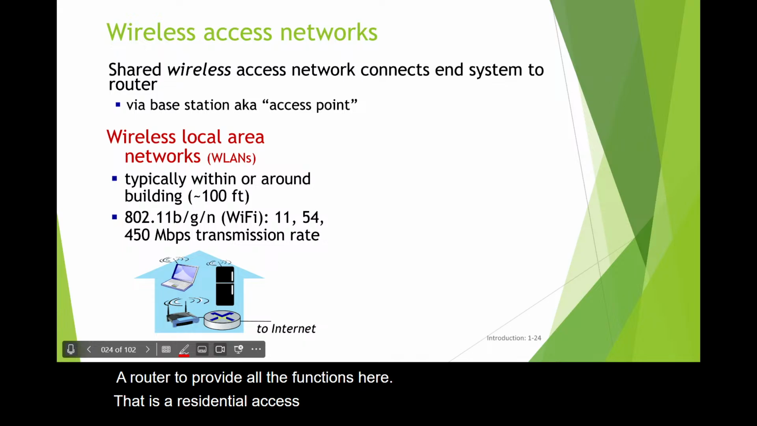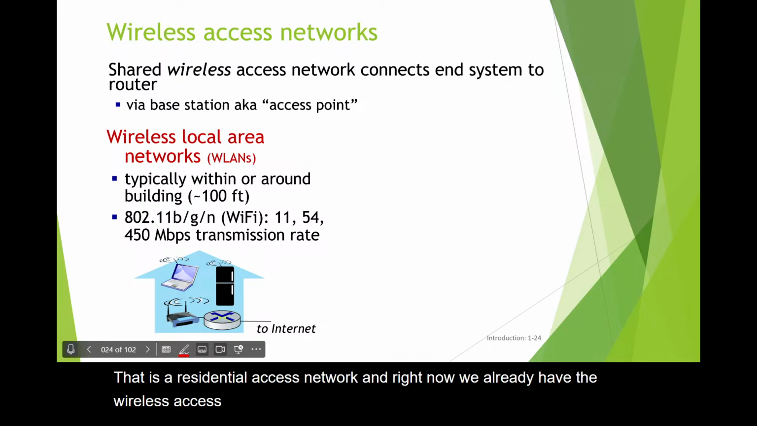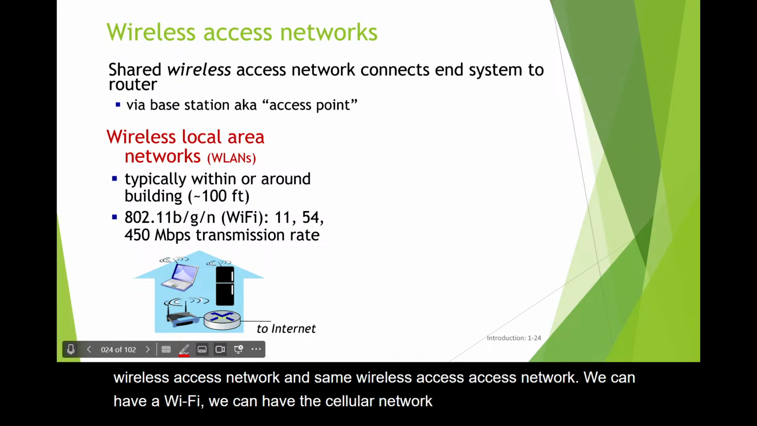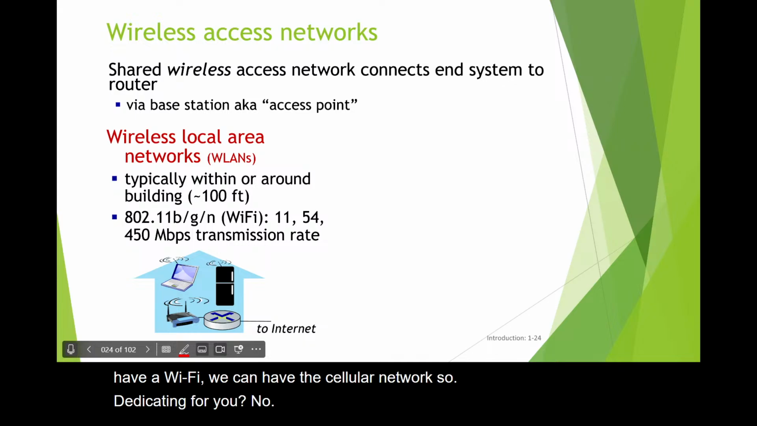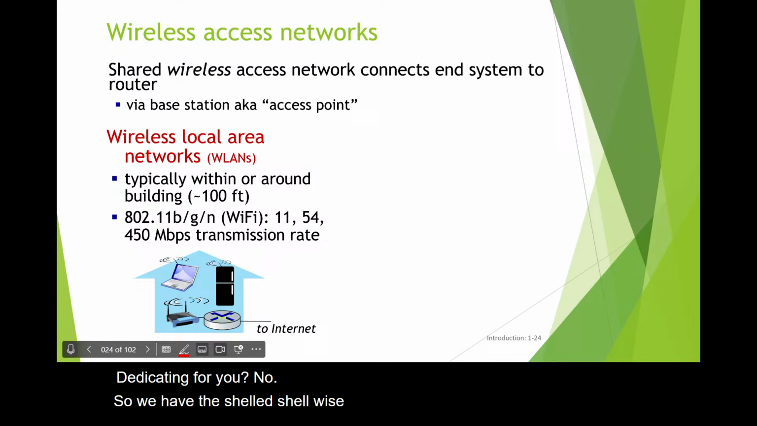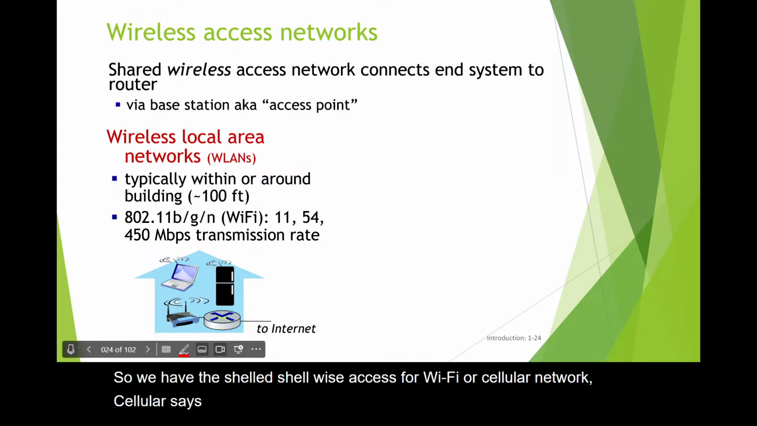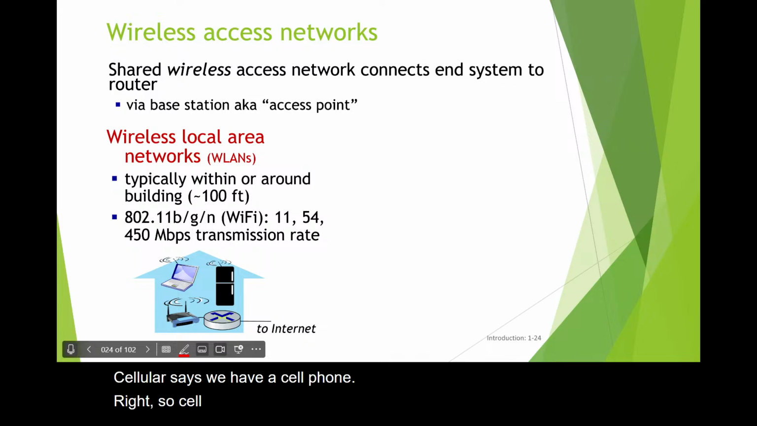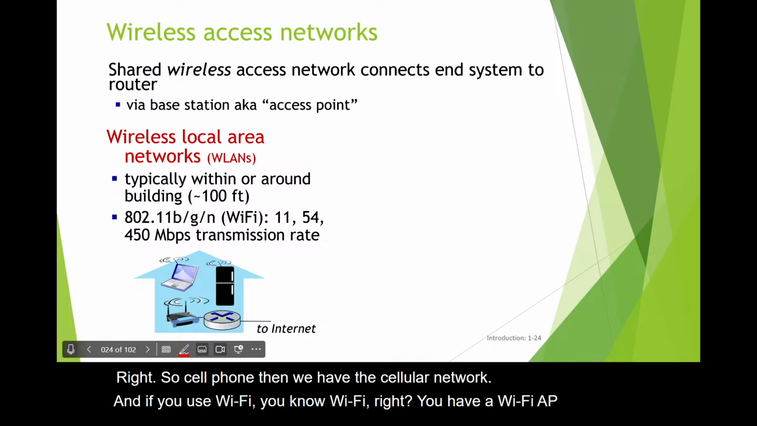And right now we already have the wireless access network. In the wireless access network, we can have Wi-Fi, we can have the cellular network. Dedicated for you? No. So we have the shared wireless access for Wi-Fi or cellular network. Cellular means we have a cell phone, right? So with a cell phone, we have the cellular network. And if you use Wi-Fi, you have a Wi-Fi AP, and then we have Wi-Fi.